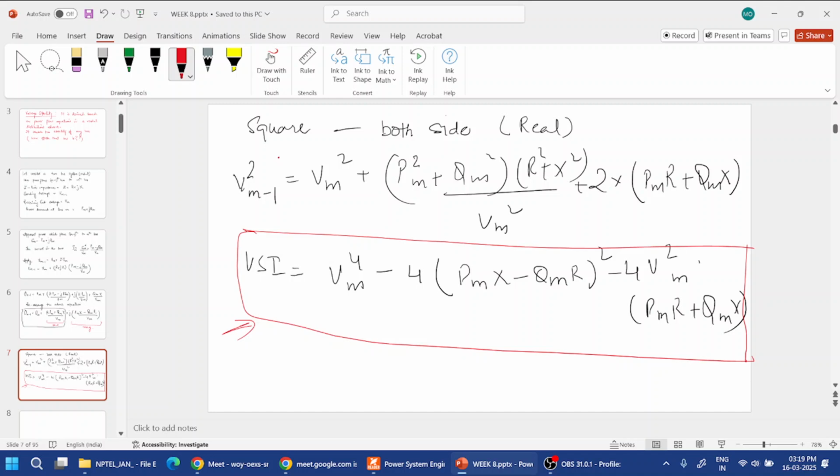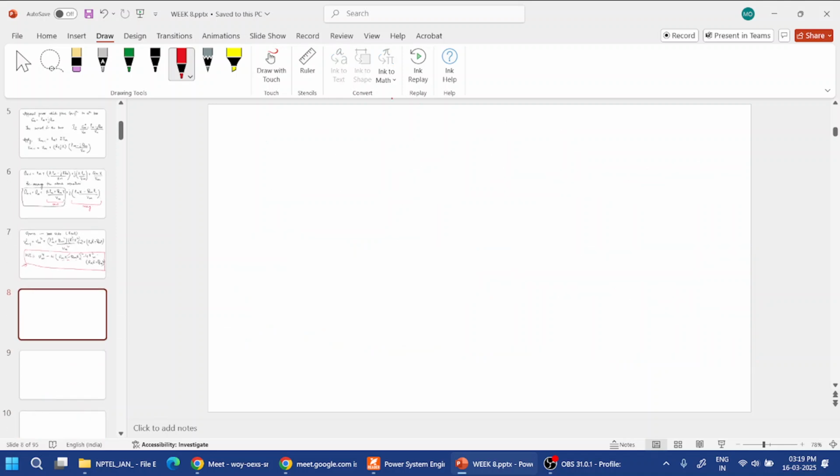And for the VSI, if we generalize it, you can change the X or R for, let's say, this is m, this is m minus 1, like this. Here one of the things is that if VSI is greater than 0, the system is stable.